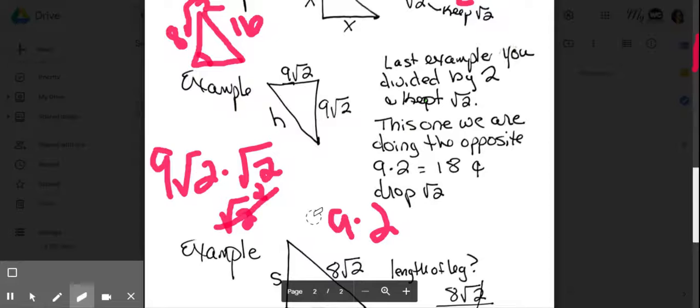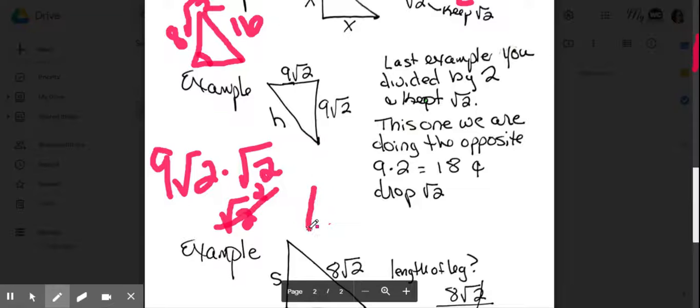So this new triangle that we're going to draw right here, probably pretty sloppily, because I'm a terrible drawer, is: our legs are 9 square root of 2, and then our hypotenuse becomes, once we've multiplied that, our hypotenuse is 18.